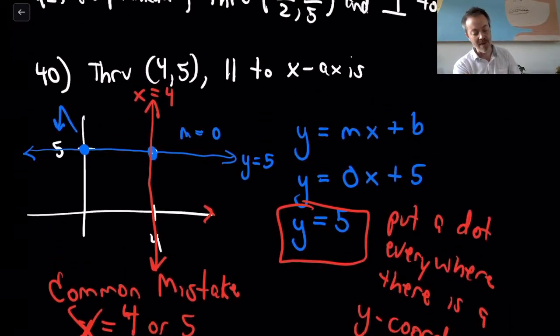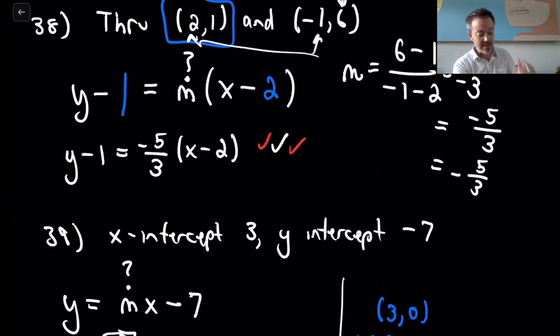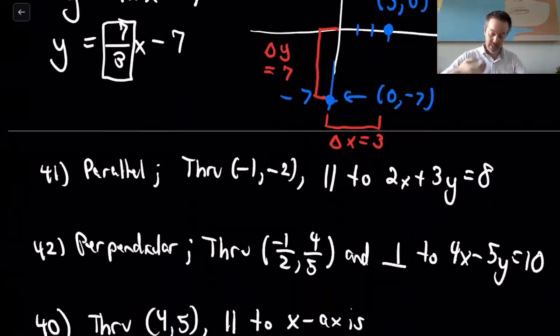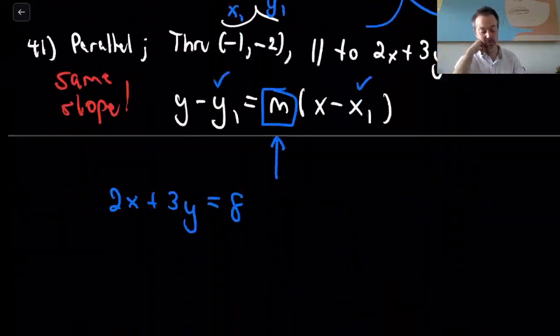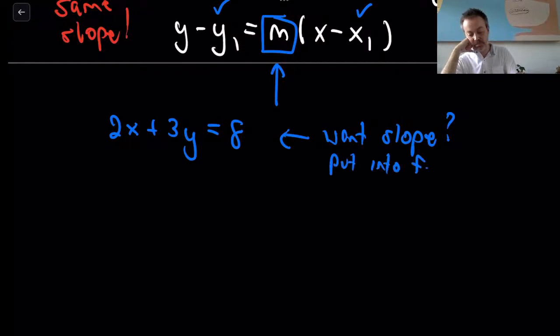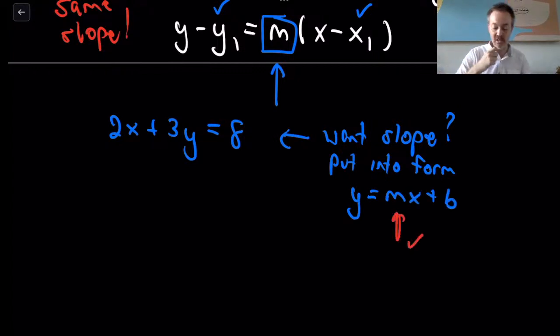One way we could go about doing that is we could manipulate that equation so that we have the y by itself and we have it in this form, y equals mx plus b. And then we can read off the slope, and then we can plug it in, and then we've got our equation. So that's the idea. We just want the slope from this line. I'll put it in the form y equals mx plus b, and then I'll be able to read off the slope. Okay, so that's my goal here.